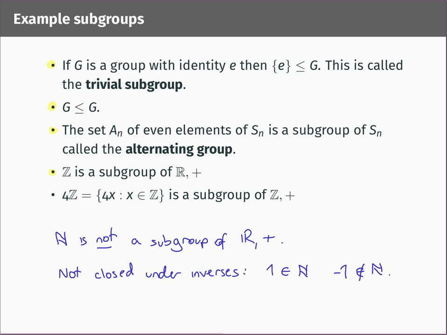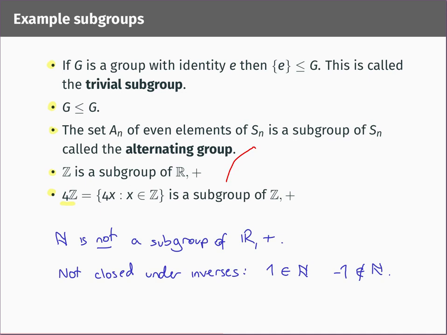Our final example is a subgroup of the group of integers under addition. When we use this symbol 4Z, what that means is the set of all integer multiples of 4. And that thing is a subgroup of the group of integers under addition. So again, let's check the conditions to see why this is true. Well, for sure it contains 0.